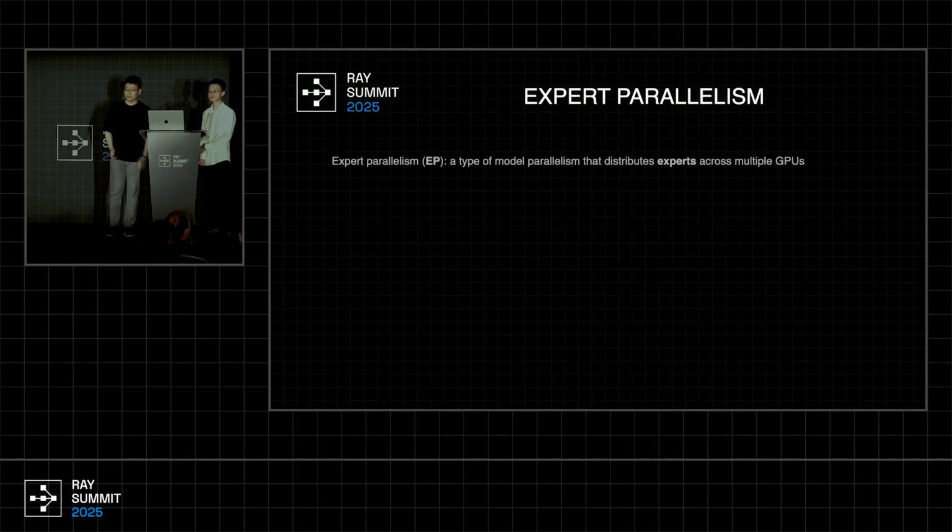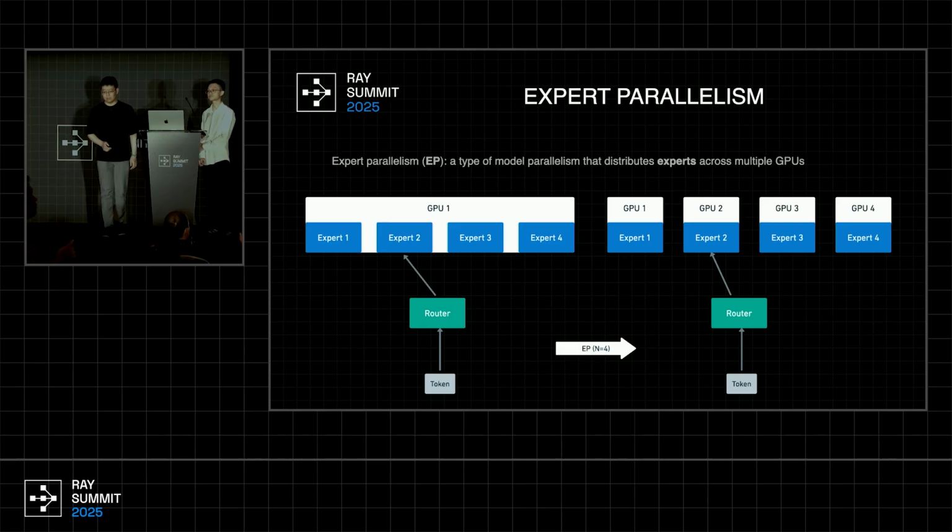And then what is expert parallelism? EP is basically a type of model parallelism that distributes the experts across multiple GPUs. In this figure, we can illustrate the concepts of EP. On the left side, if we don't have EP, then the experts are located on the single GPU. But if we have EP with size 4, for example, each expert can be located on its own GPU, and they can be processing the tokens in parallel after the tokens are routed to them.